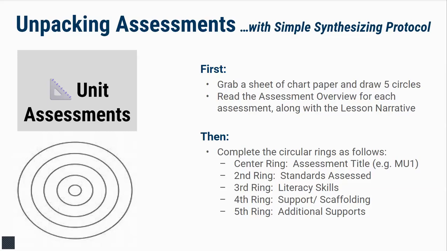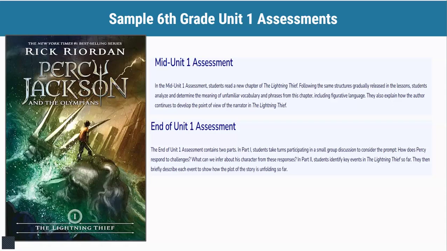So let's take a look at a sample. Here's one that I decided to do from sixth grade. In sixth grade, Module 1, students are reading Percy Jackson and the Olympians. They are engaging in a study on Greek mythology. And the focus of the reading is really about how setting shapes the characters and the plot, how an author develops and contrasts the points of view of different characters in the text, and how themes are developed throughout the story.